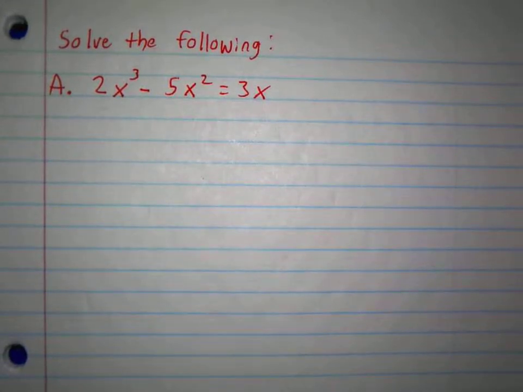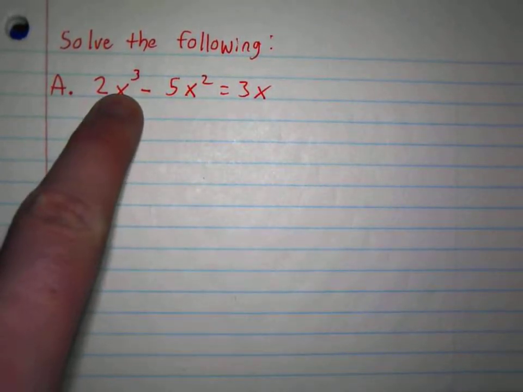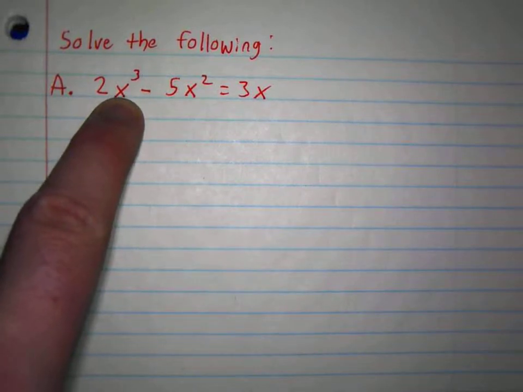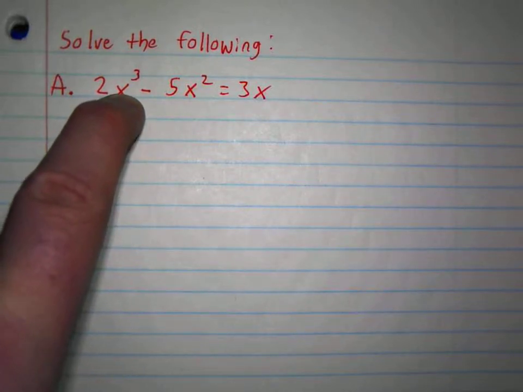Okay, so we are supposed to solve 2x cubed squared equals 3x. This is a higher degree polynomial. It is to what power? The third power, right? It's a cubic. So because it's to the third power, I'm looking for 3 solutions.